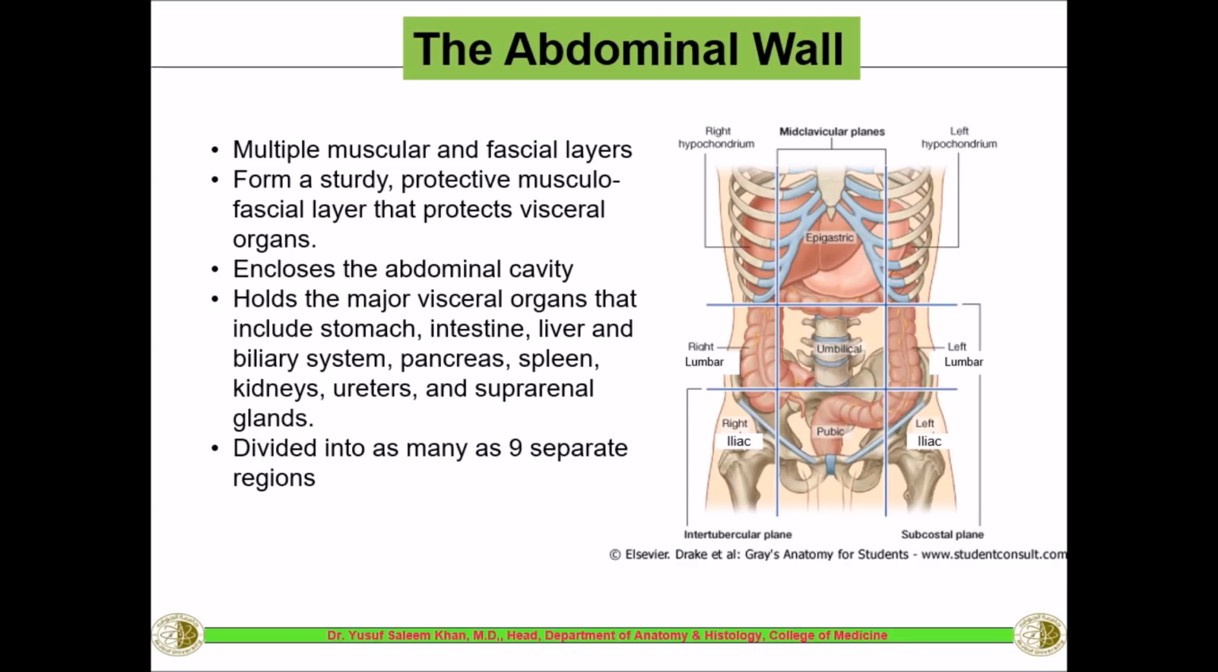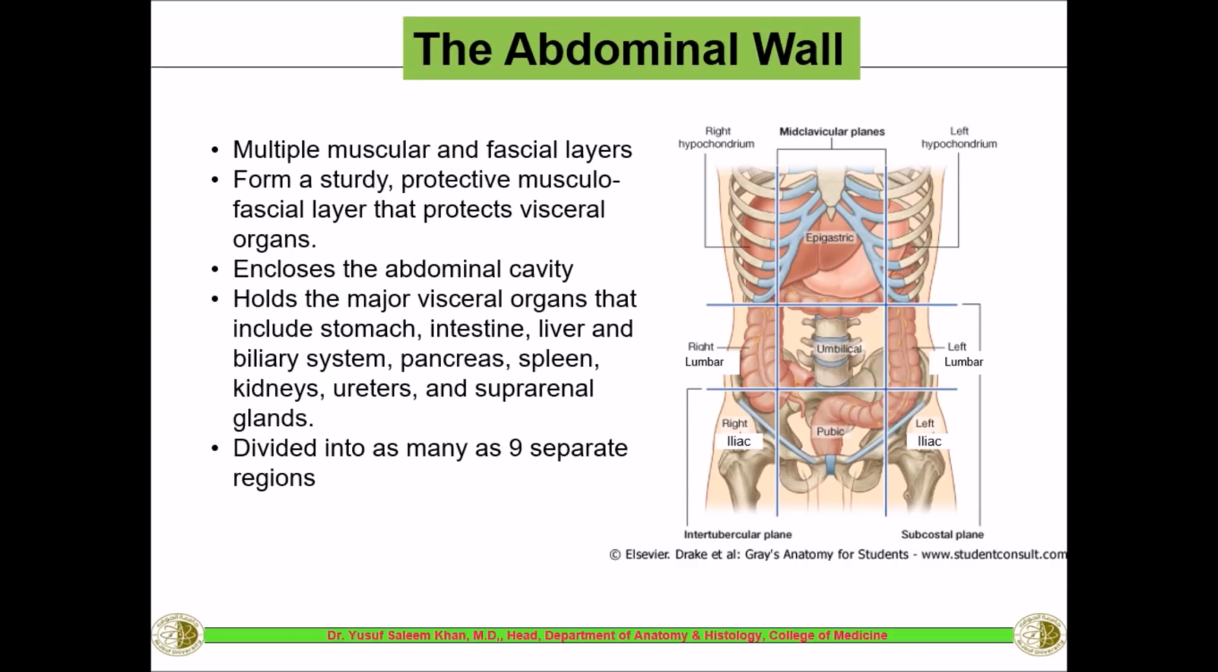This is a very important structure which is sturdy in nature, and it helps in protection of the viscera which are deep inside the abdomen. So the abdominal wall is very important in protection of the structures deep inside, and it also encloses the whole of the abdominal cavity. And as you know, there are major organs deep inside, like the stomach, the intestine, the liver. So many structures are there deep inside the abdomen.